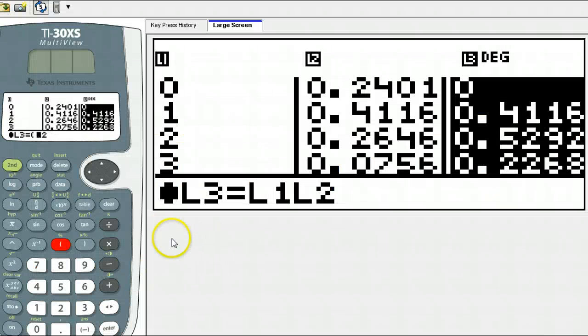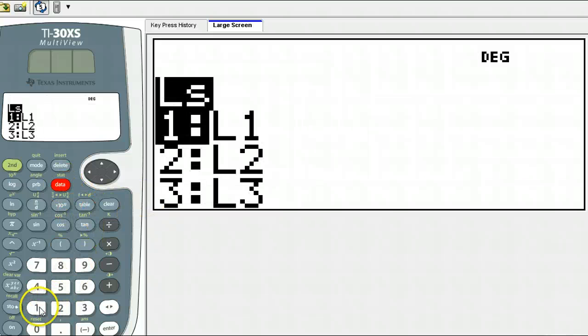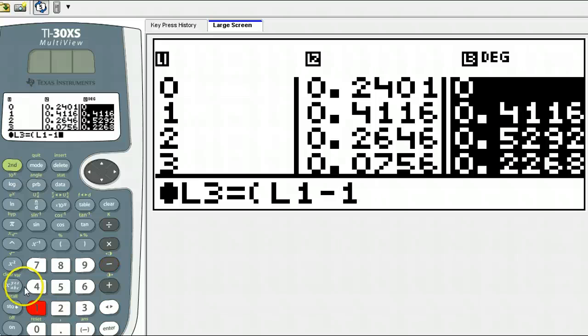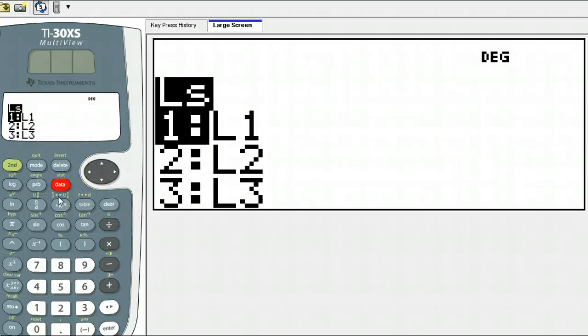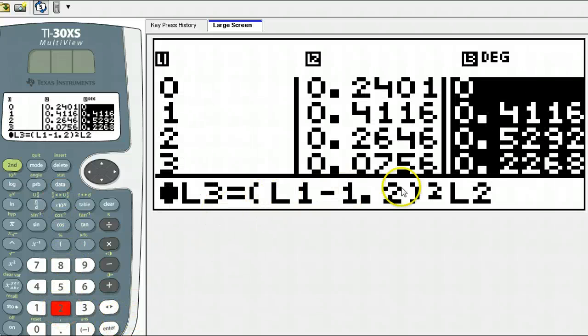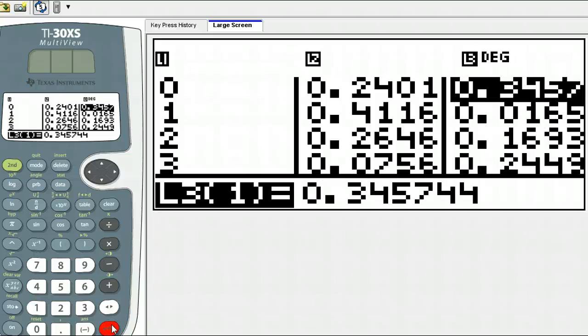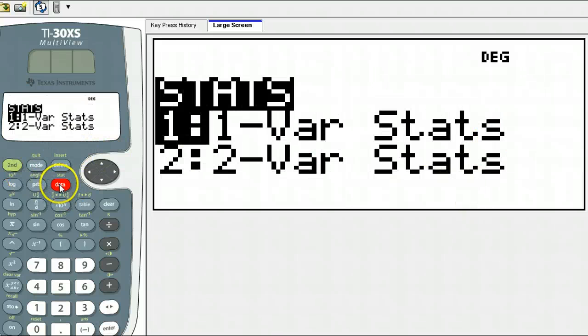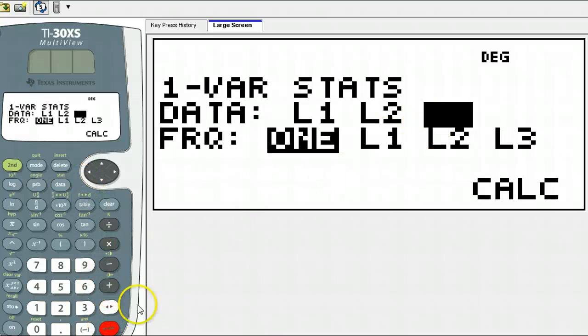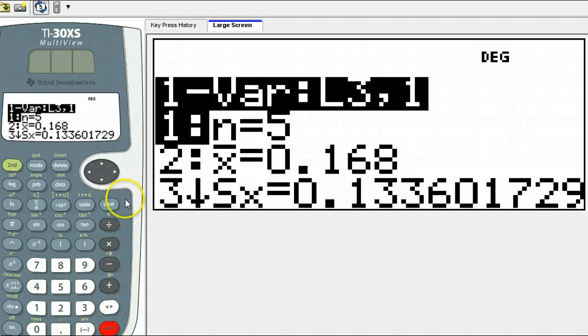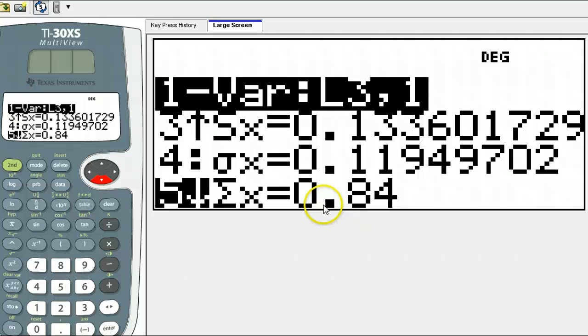Okay, so we will do list 1 minus the mean, which is 1.2, and that's supposed to be squared, and then times the probabilities, which are list 2. All right, so that's the formula. Okay, so now this is all of those calculations, and we're supposed to find the sum of these. That's easy if you do second data, one variable statistics, make sure you're on list 3, and scroll down for your sum. 0.84.